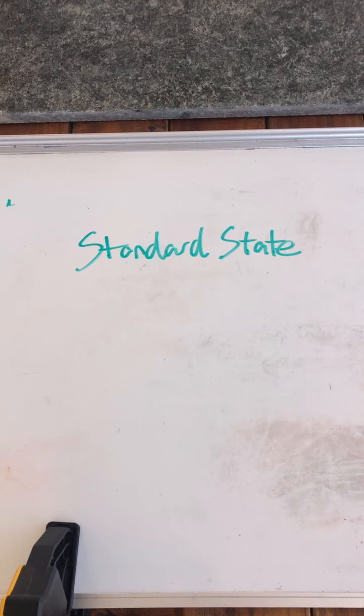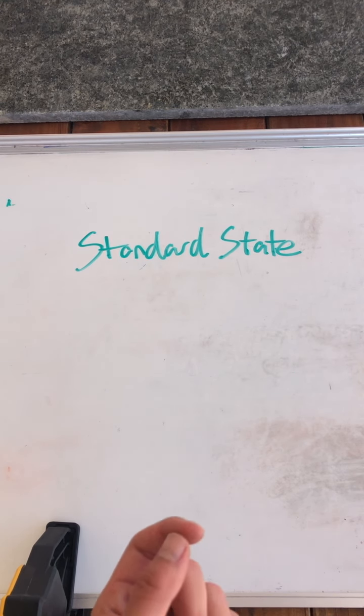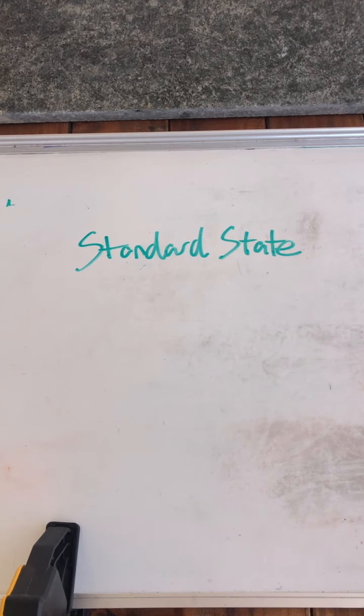Today we're going to be learning about the standard state reactions. Now, standard state refers to a set of conditions or circumstances that reactions happen under. So, why have a standard state? Why do chemists need a standard state or a certain set of conditions?